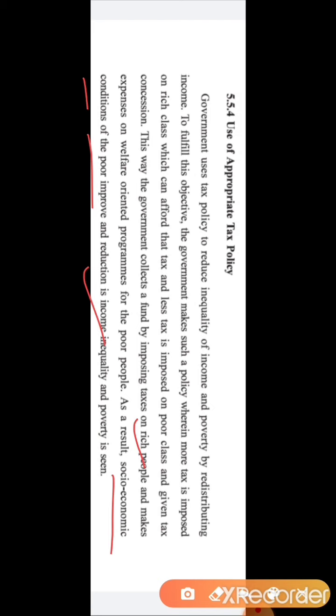Reduction in income inequality. Okay, we know in our India there is unequal distribution of income. Rich are getting more rich and poor are suffering. So by collecting more tax from the rich, this money will be used for benefiting the poor, and income inequality will be reduced.